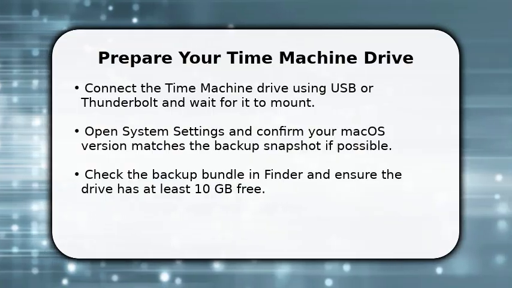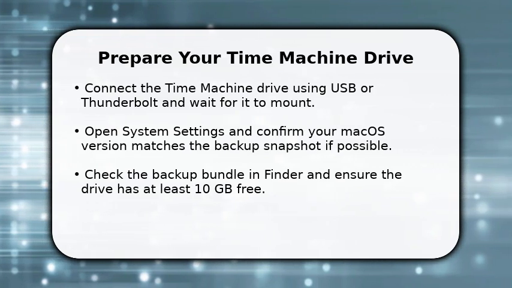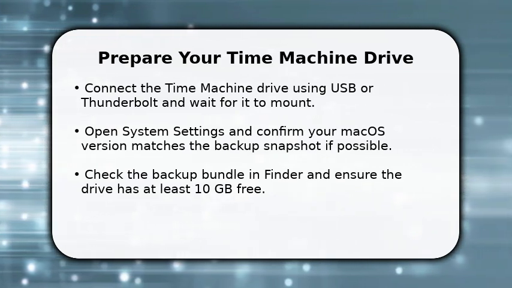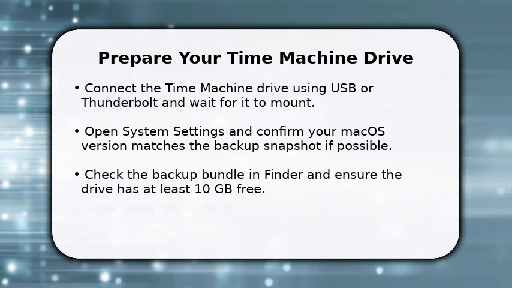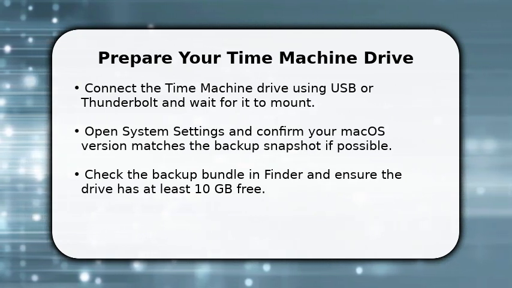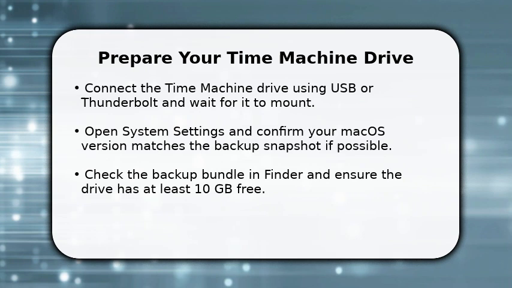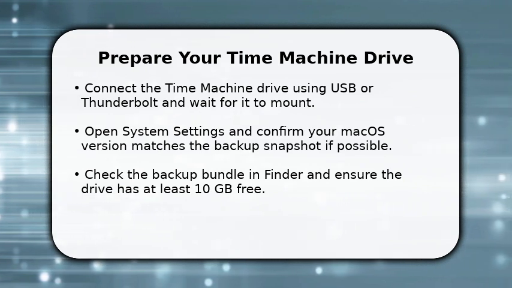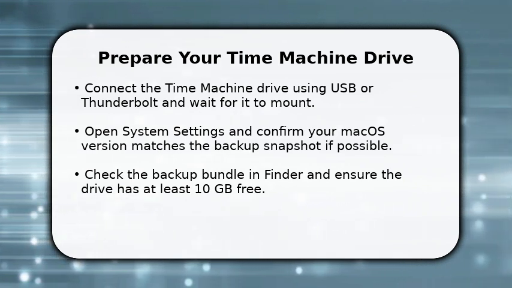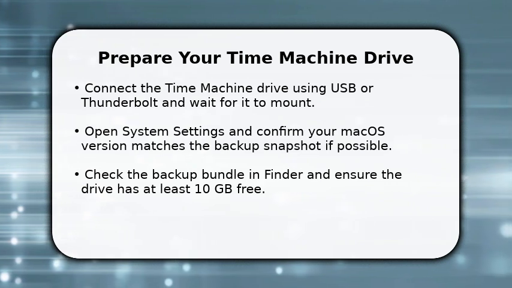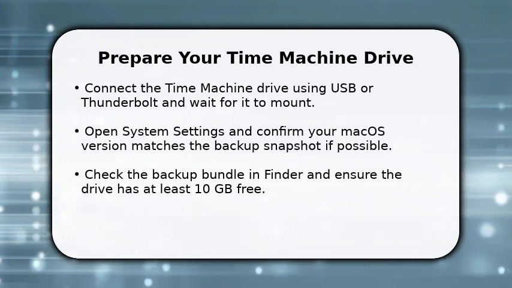Connect the Time Machine drive using USB or Thunderbolt and wait for it to mount. Open Finder and confirm the backup volume appears in the sidebar. Open System Settings and check the macOS version that matches the backup snapshot when possible. Verify the backup bundle shows recent snapshots and that the drive reports at least 10 GB free.